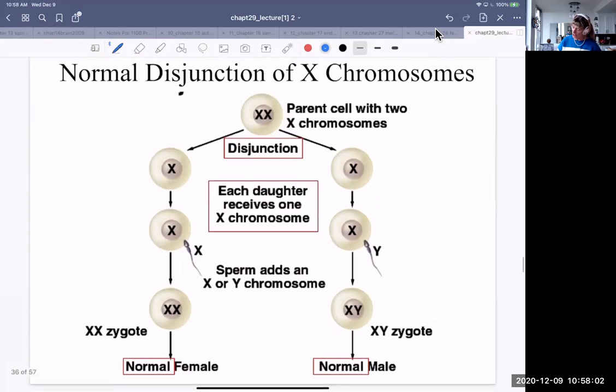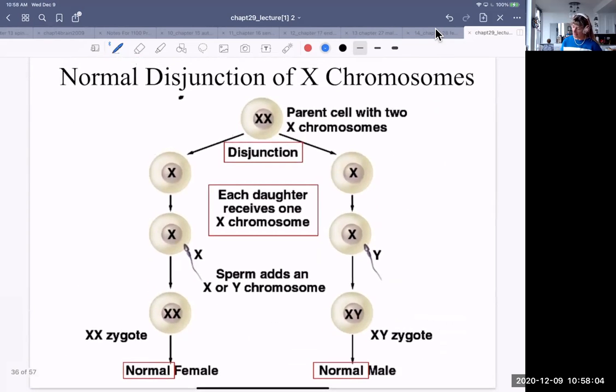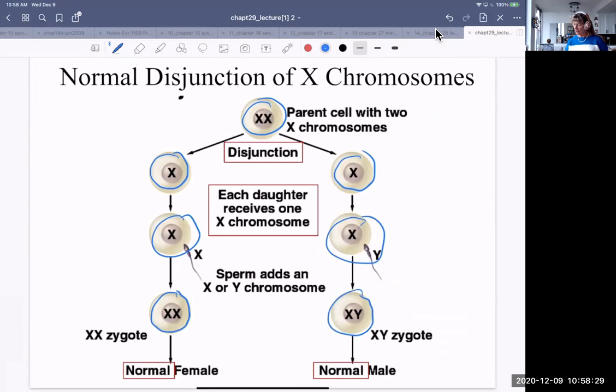So this is normal disjunction, for example, of the X chromosomes. So here's the parent cell, the female, 2 X chromosomes. A disjunction during meiosis would result in the daughter cells each receiving an X chromosome. Then, when there's fertilization, it might occur as 2 X chromosomes or as an X and Y zygote.